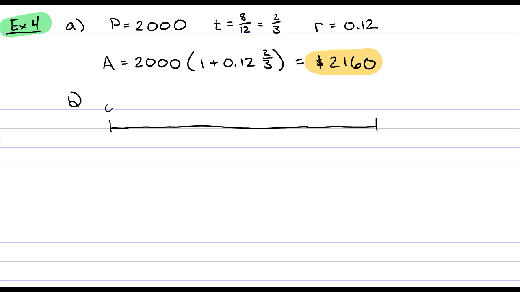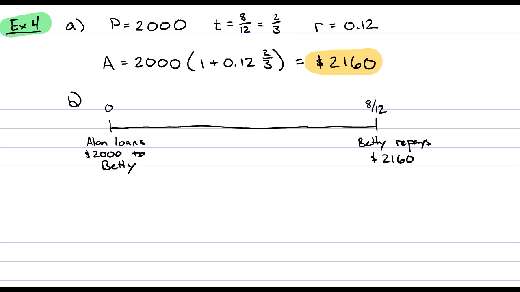Okay, so initially at time 0, Alan loans $2,000 to Betty. Okay, now at 8 months later, so at time 8 over 12, Betty repays her loan, and she pays back $2,160. Okay, so that's just what we saw in part A.